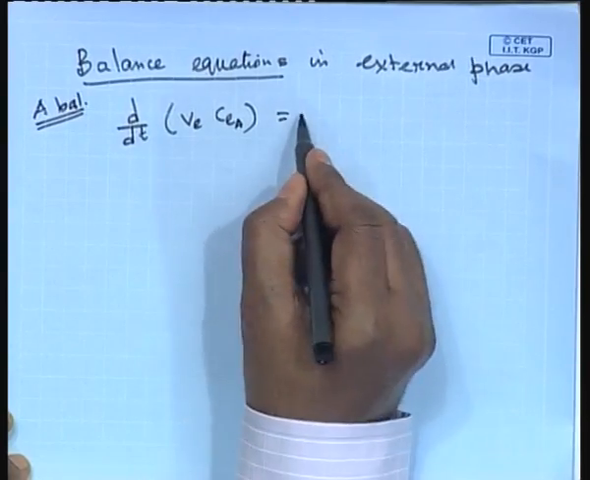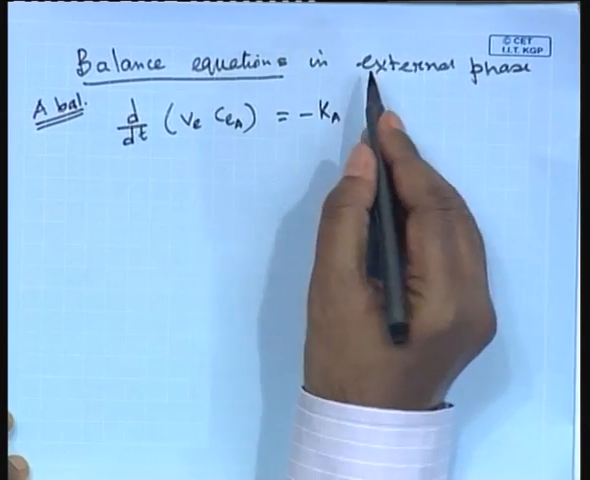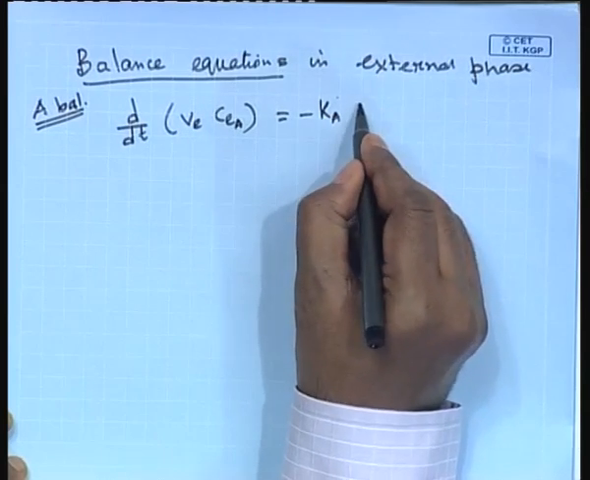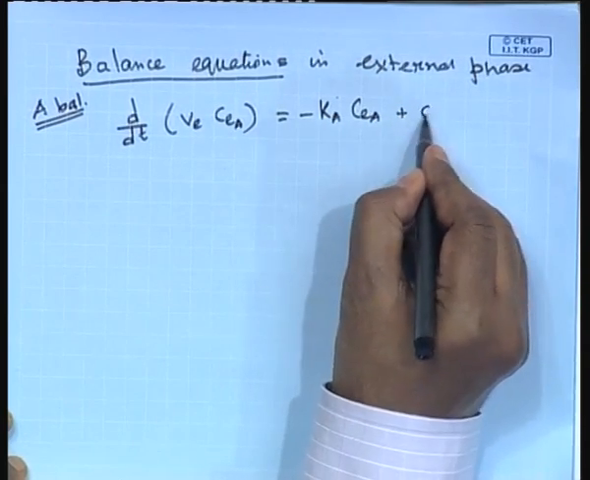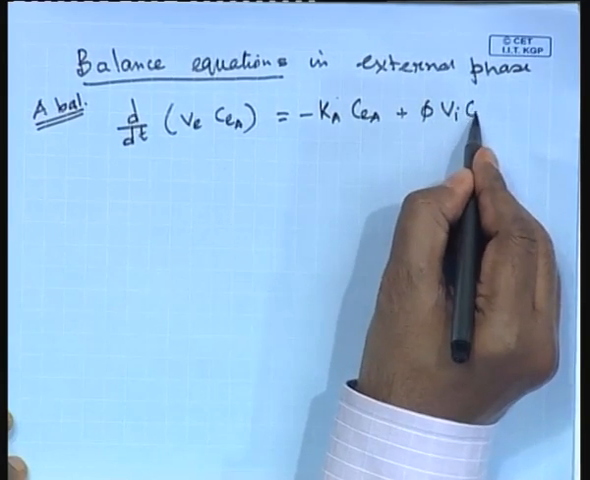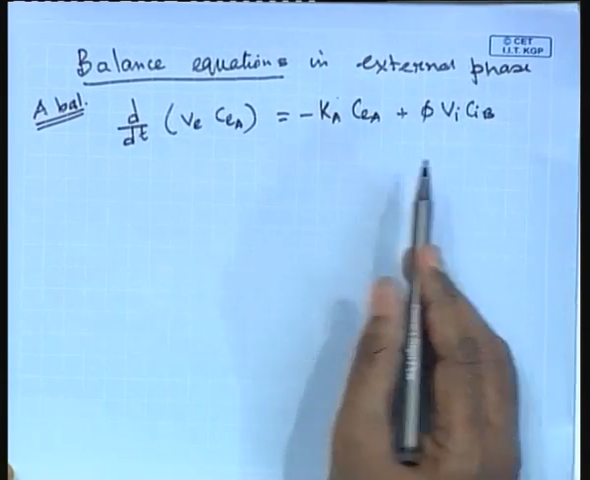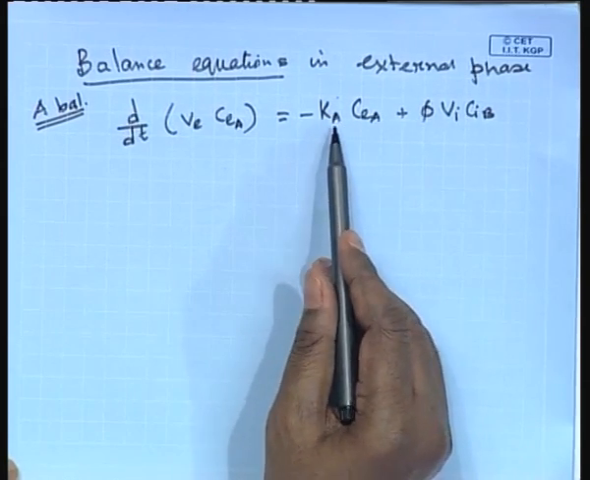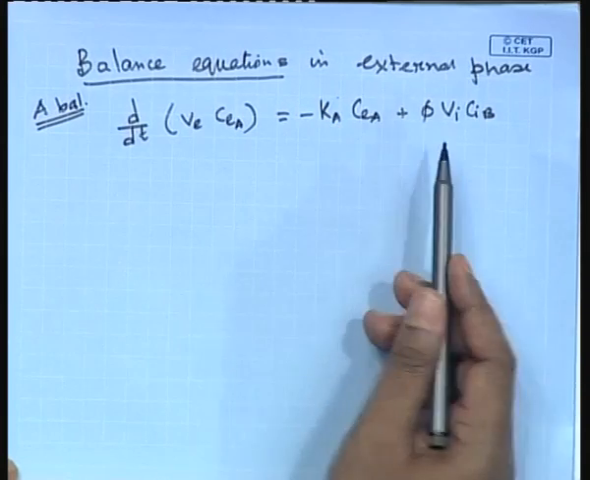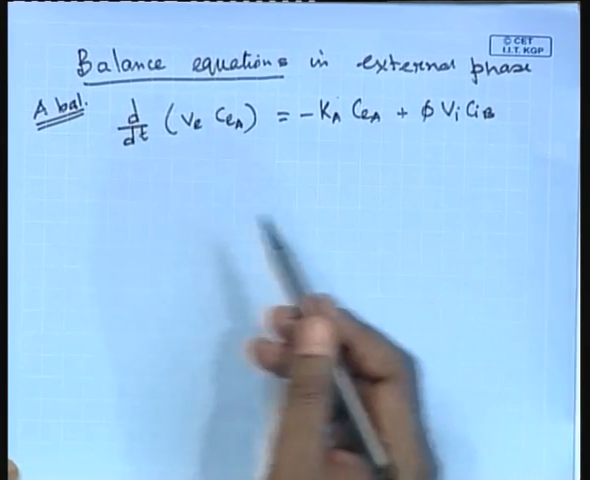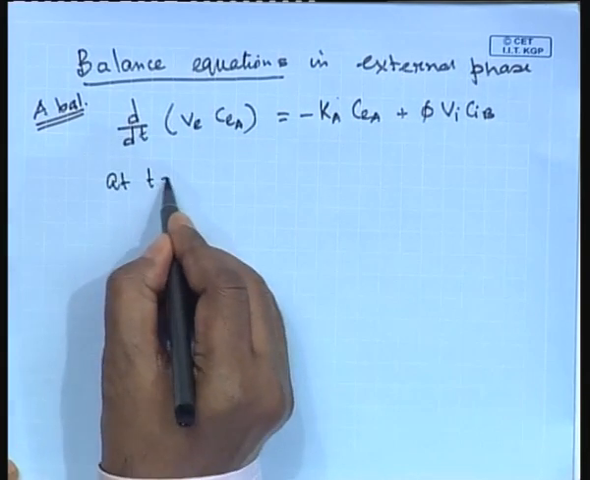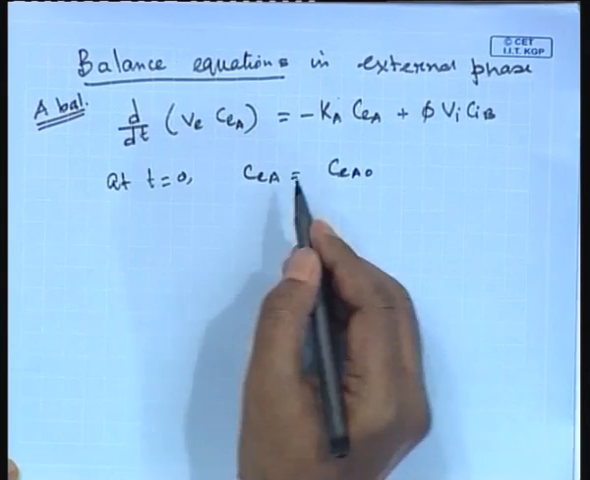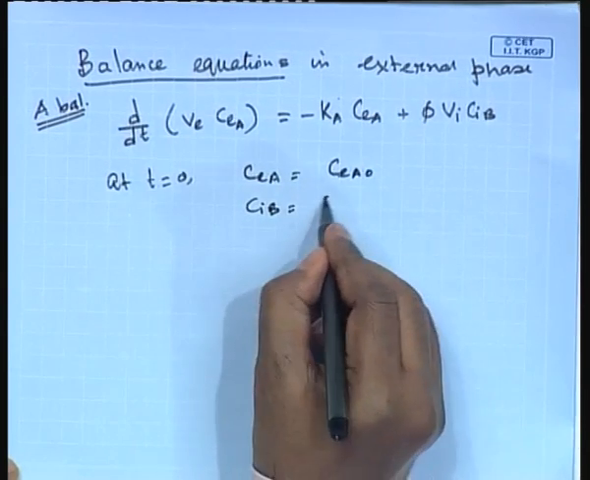So, this will be equal to minus Ka C_EA plus phi Vi C_IB. Some amount of A will be going into the internal phase via the mass transfer coefficient Ka, and some amount will be coming out because of the breakage. At time t equal to 0, C_EA will be equal to C_EA naught and C_IB is equal to C_IB naught.